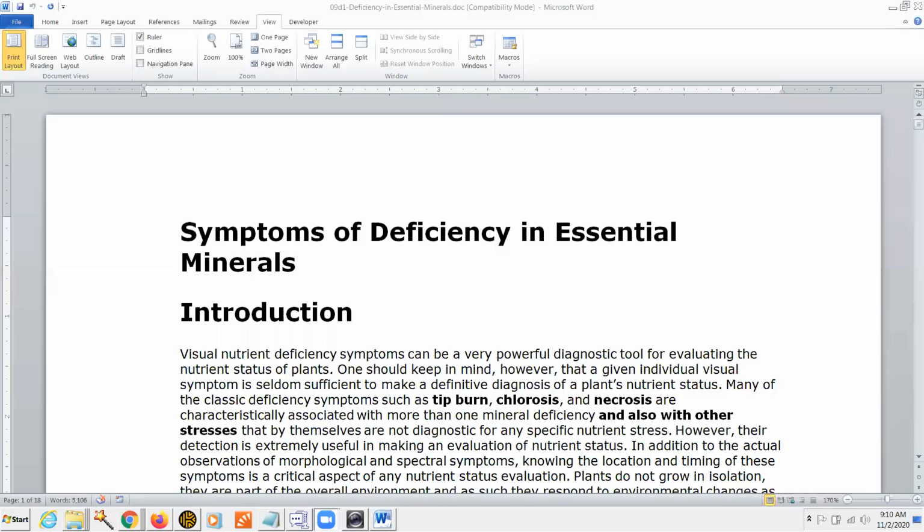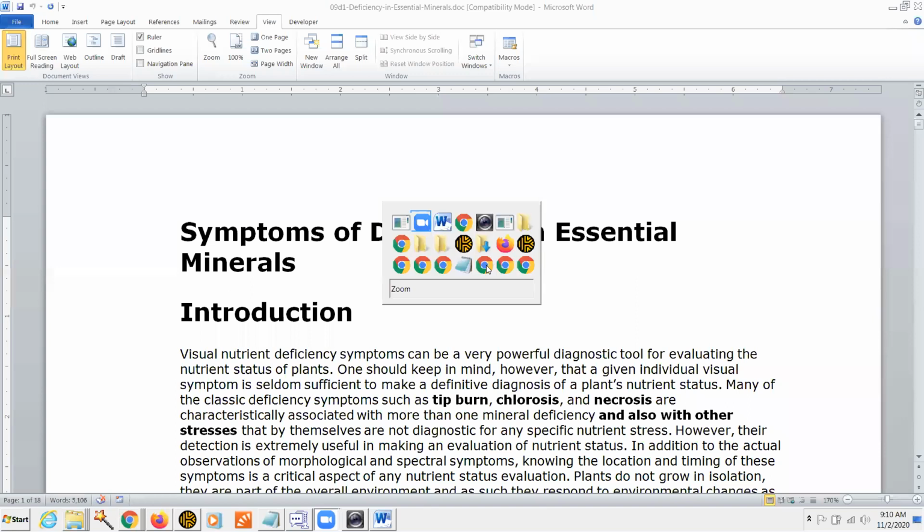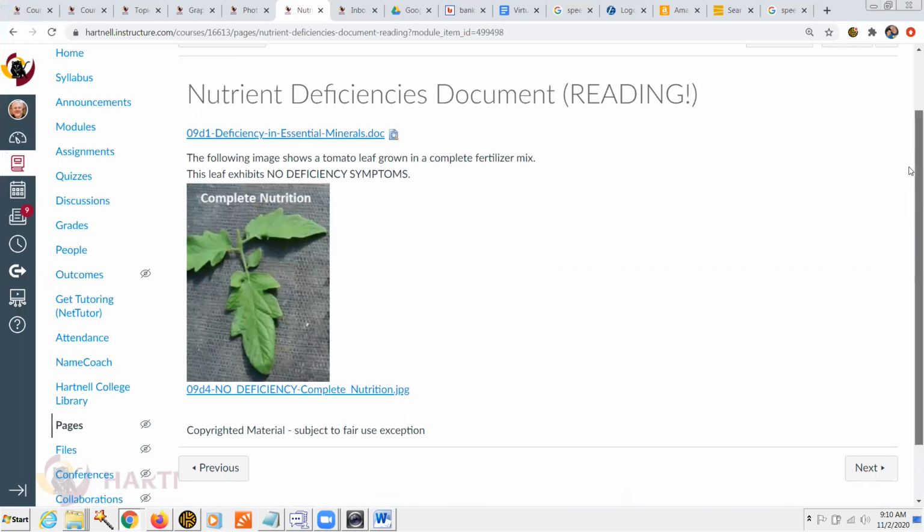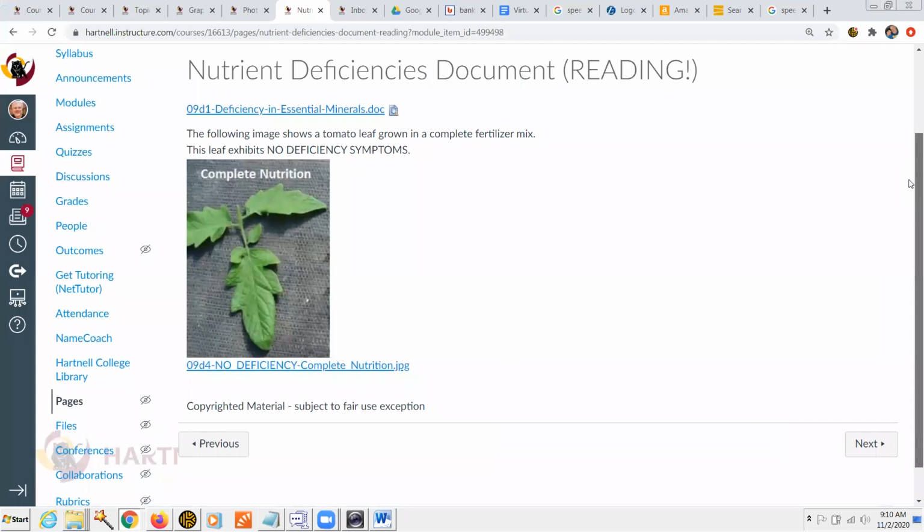This is a brief introduction into a reading, Nutrient Deficiencies. This is not a PowerPoint, this is a document that is actually in your lab books. The only problem with the lab book is I don't have permission to share the photos. But in the document version, I do have all of the photos.